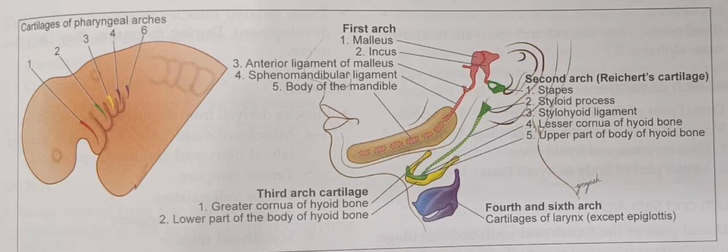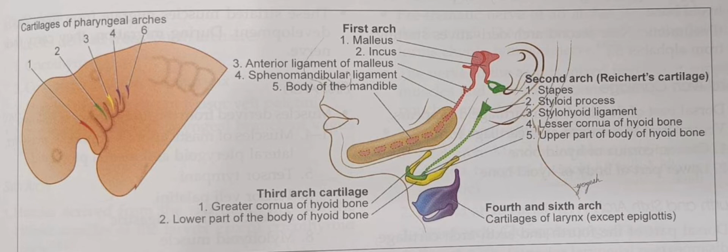Derivatives of the pharyngeal arches. First arch, that is also called the Meckel's cartilage. Muscles related with the first arch, muscles of mastication. For example, temporalis, masseter, medial and lateral pterygoid, tensor veli palatini, tensor tympani, anterior belly of digastric and mylohyoid.